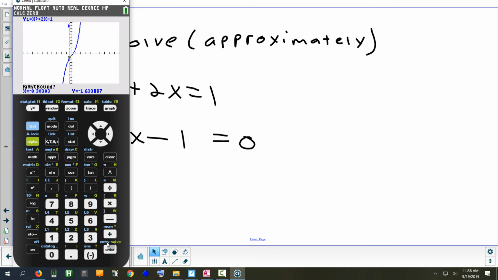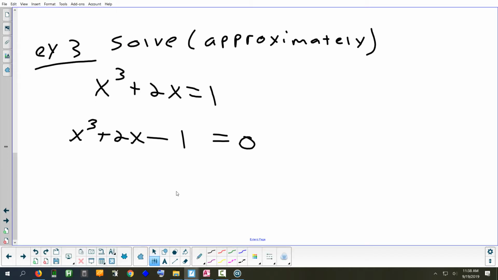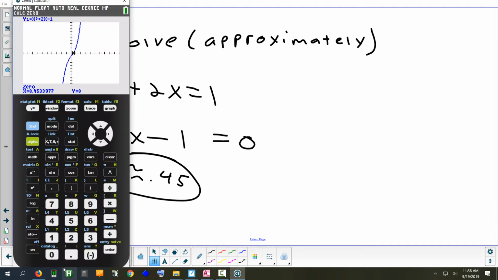Pick a point that you know is somewhere to the left of your x-intercept. Doesn't matter how far to the left, just definitely to the left. Pick a point somewhere to the right. Now it's going to look between those two dotted lines for where the root is. Just put your guess kind of close, and you get about 0.45. And that's it.